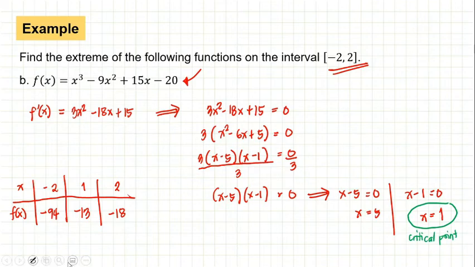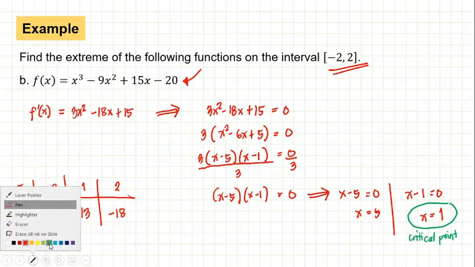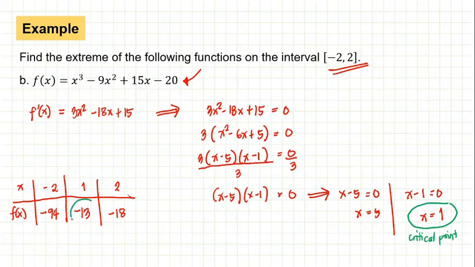So from here, you can observe that -13 will be our maximum and it occurs at x equal to 1. And -94 is our minimum and it occurs at x equal to -2. This is our maximum value and this is our minimum value.